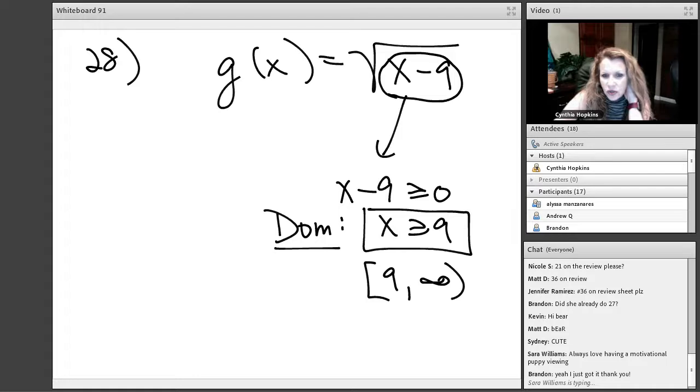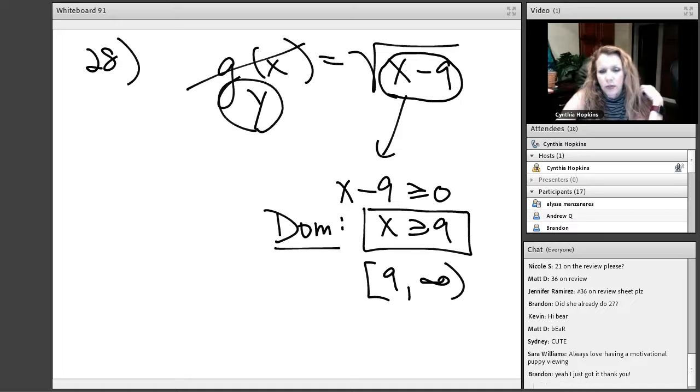Okay, that's your domain. Now your range is y. g of x is another name for y. Well, this y is equal to a principal square root, and a principal square root is typically positive, but it can also be 0. So that means my y needs to be greater than or equal to 0, and that is my range.